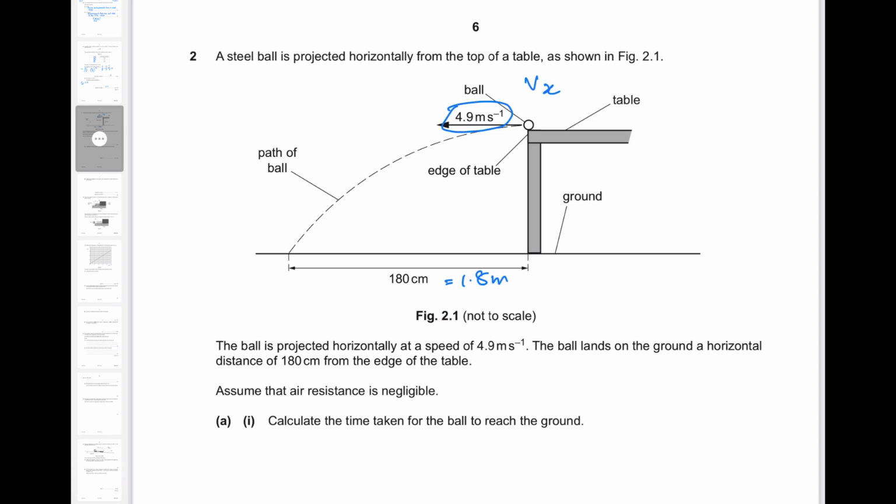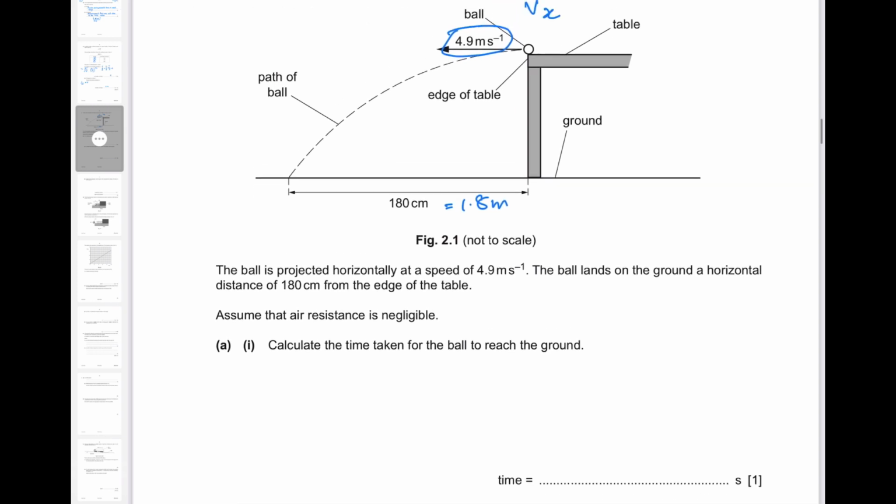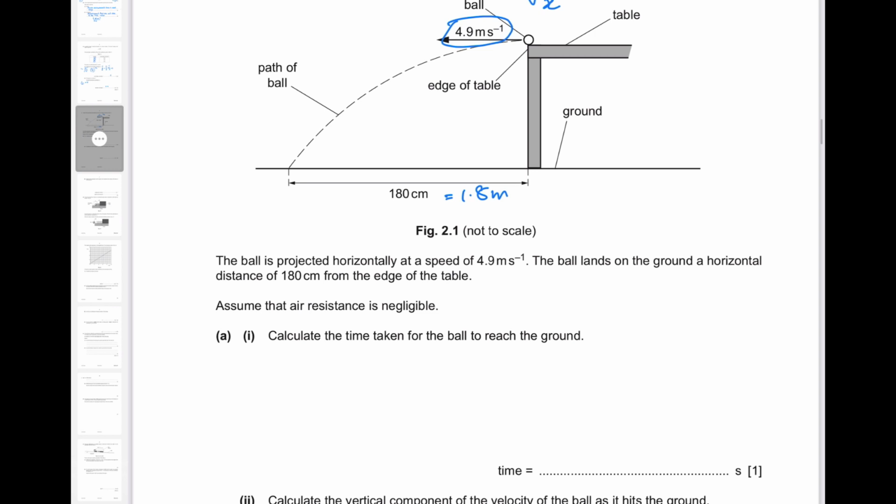A1. Calculate the time taken for the ball to reach the ground. So here, as I mentioned earlier, the speed would be constant, and you're given the distance as well, which means you can use the formula speed is equal to distance divided by time to find the time, which would be distance divided by speed, and that would be 1.8 meters divided by 4.9. This turns out to 0.37.